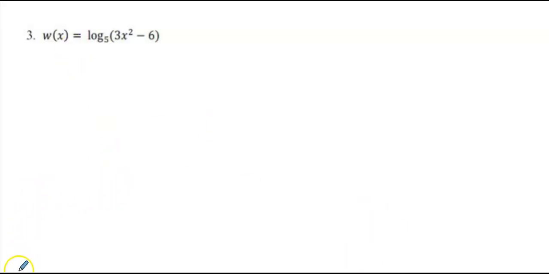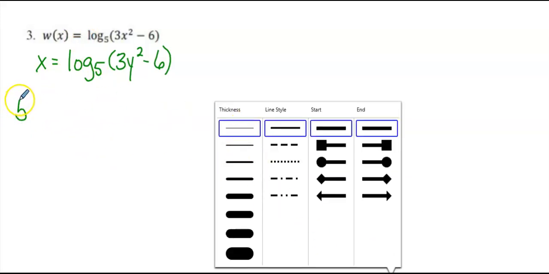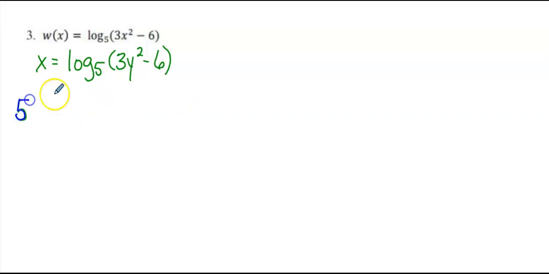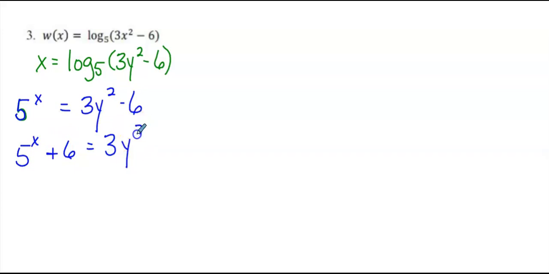I'm going to switch the x and y. All right, so I've switched the x and the y, and now I need to rewrite it in exponential form. It's going to be 5 to the x power equals 3y squared minus 6. I'm still solving for y, so I'm going to add 6 to both sides. 5 to the x plus 6 equals 3y squared. I can divide by 3 on both sides.